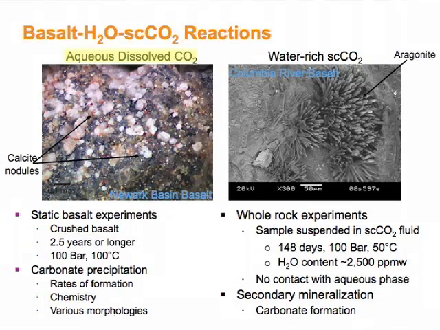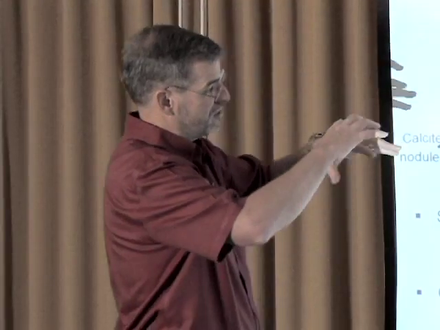And what we see is we get calcite. These are calcium carbonate crystals, these sort of nice nodules that are forming on the surface. That's what we always typically see when we do these reactions in the laboratory.